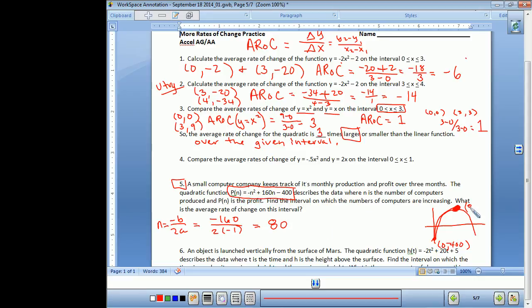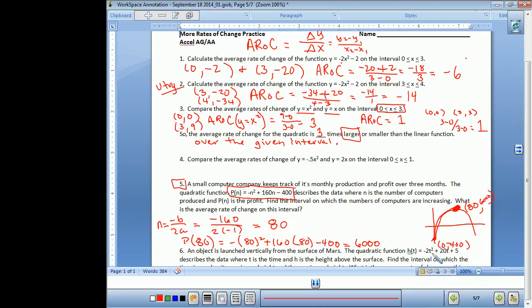And if we sell 80 computers, how much do we make? We've got to plug it in. So we're going to do P of 80 now. And so we get the opposite of 80 squared plus 160 times 80 minus 400. And this gives us 6,000. So we know that this point right here is (80, 6,000).